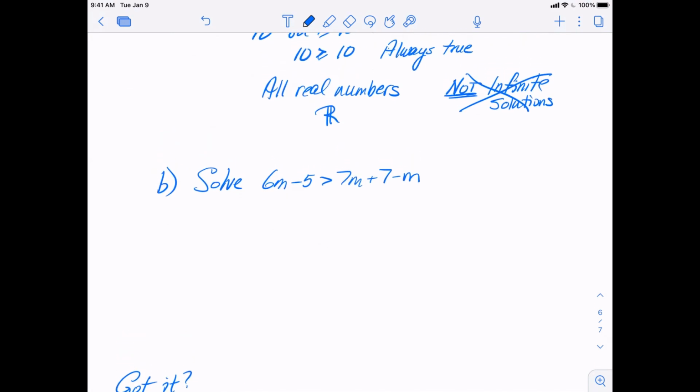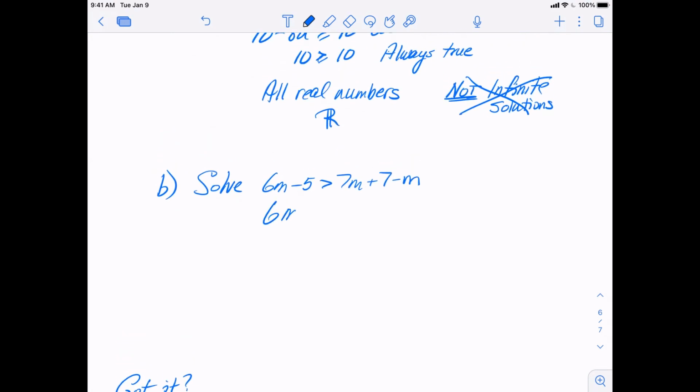Let's take a look at the second inequality. Have on the left 6m minus 5 is greater than, well, we have 7m minus m is 6m plus 7. Let's subtract 6m from each side, and we get negative 5 is greater than 7. Now this one is not true, ever. So that means that this is no solution. And you can abbreviate that like this.